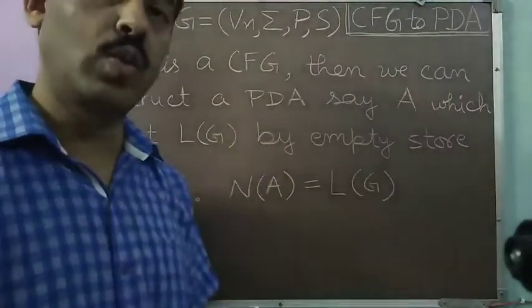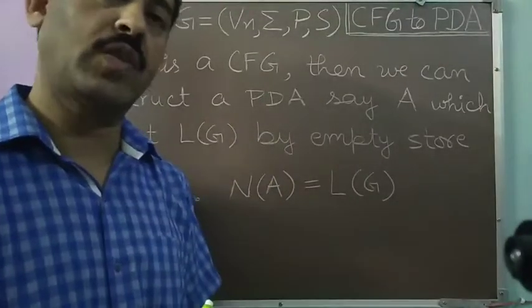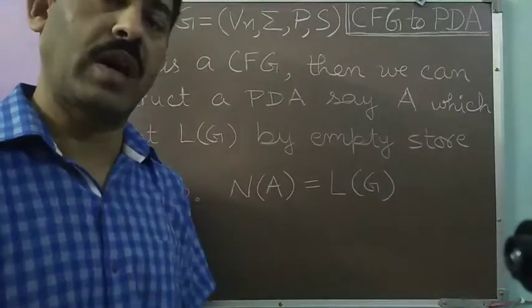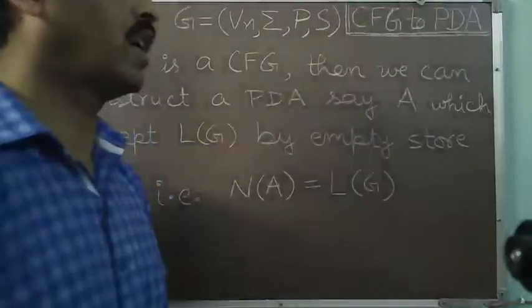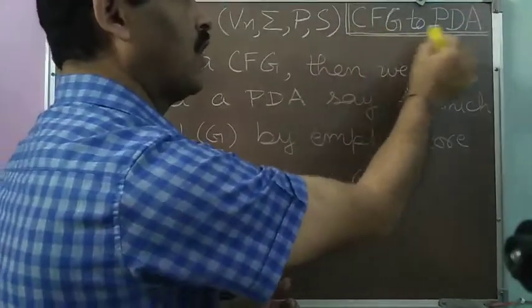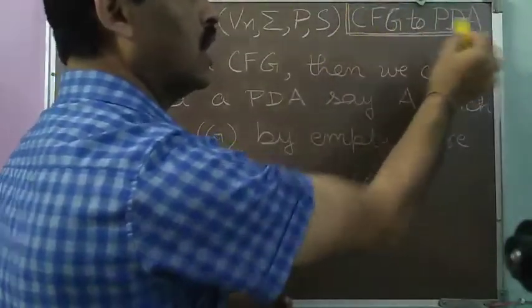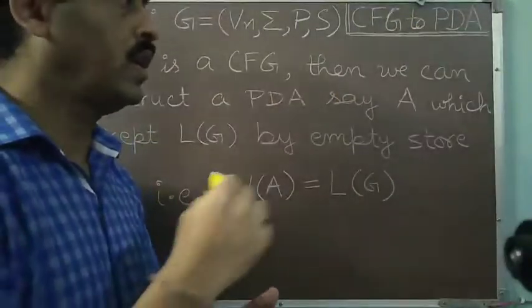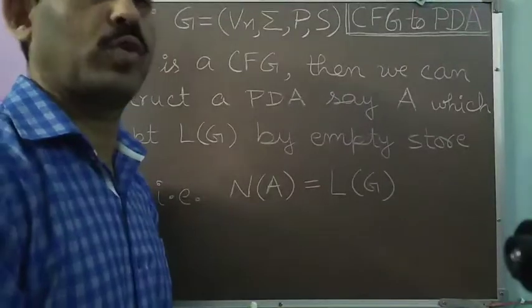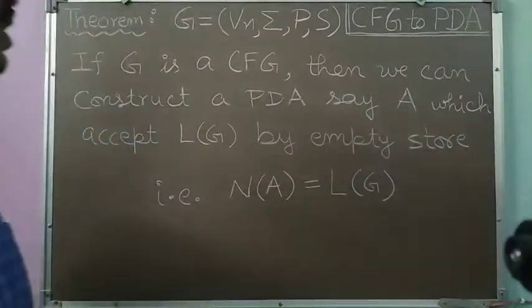So now we have discussed two tools to define the context-free languages. These are the context-free grammars and push-down automata. Today's session is dedicated to the conversion of CFG to PDA. So from one tool to the other tool, we will convert our CFG to the PDA. We'll take one CFG as input and we'll find the corresponding push-down automata.